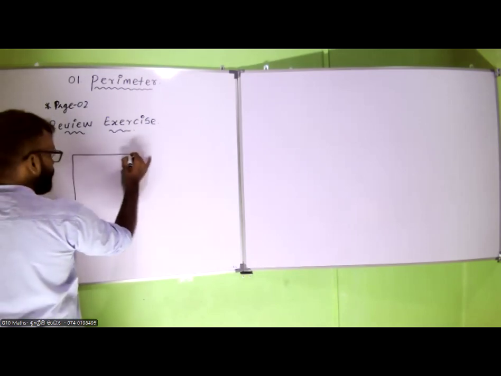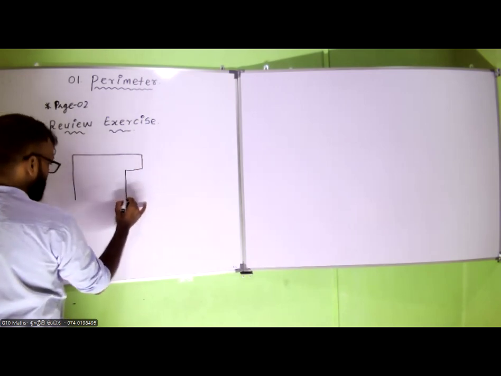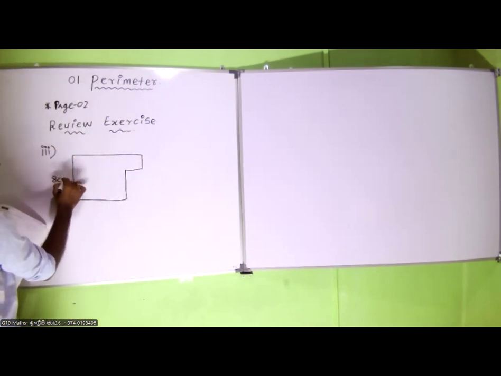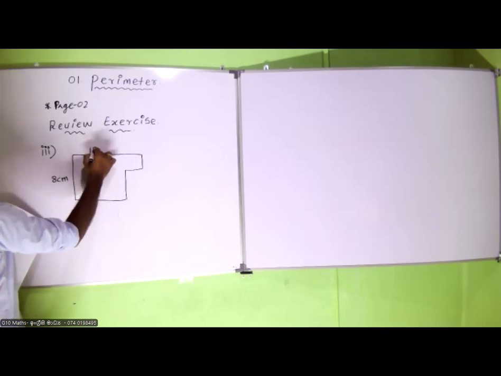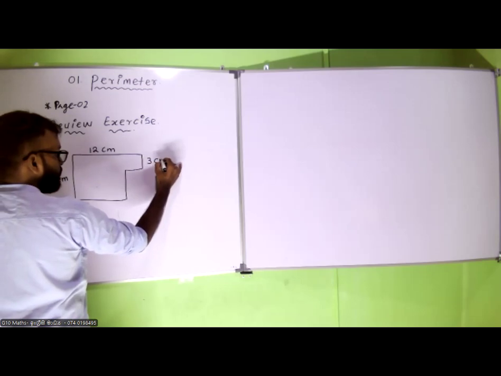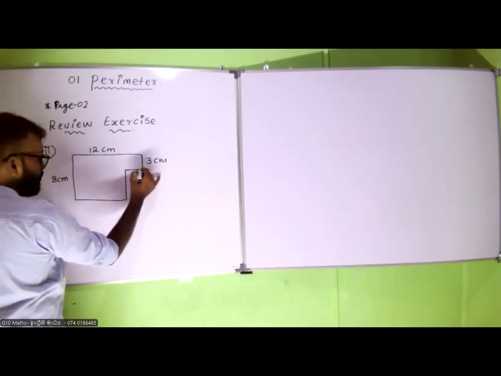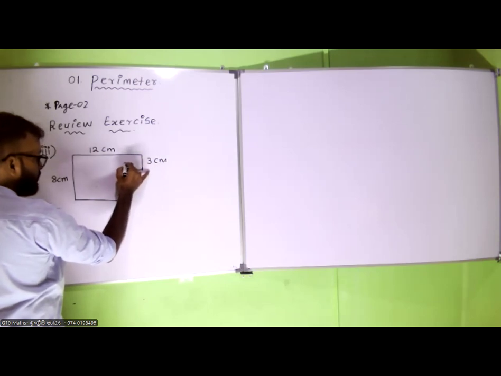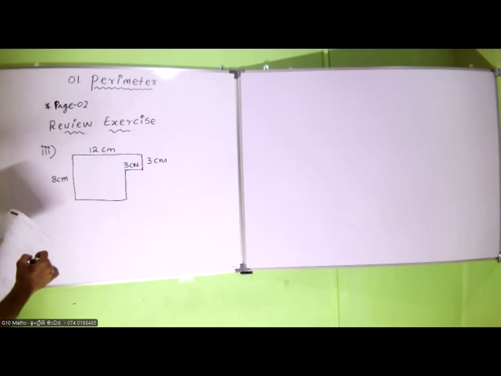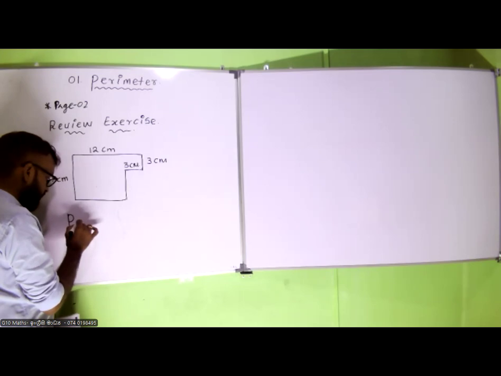So this is the figure that you have. This is 8 centimeters. This is 12 centimeters. And this is 3 centimeters. And this is also 3 centimeters. Okay, nice. So now you have to find the perimeter of this plane figure.